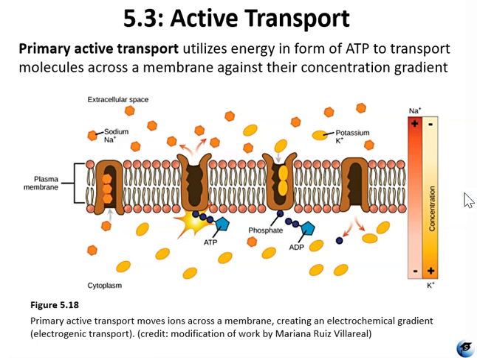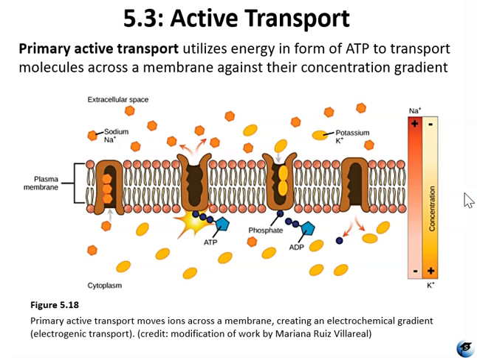So the process goes like this. First, 3 sodium ions bind to the protein carrier. Next, the protein carrier hydrolyzes ATP and a low-energy phosphate group attaches to it. As a result, the carrier changes shape and it reorients itself towards the membrane's exterior. The protein's affinity for sodium decreases and the 3 sodium ions leave the carrier. Then the shape change increases the carrier's affinity for potassium ions and 2 such ions attach to the protein.